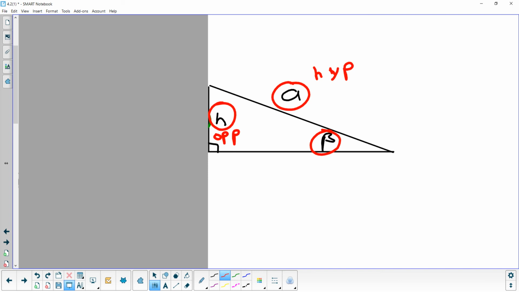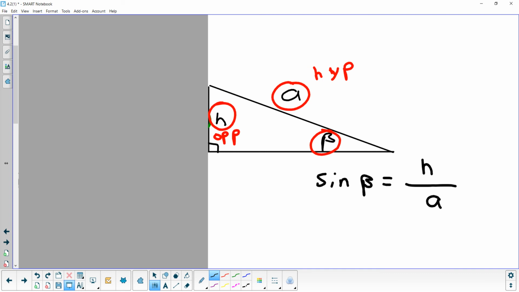So the two sides involved in this one are opposite and hypotenuse. And I want to think of, again, which trig function would relate those two. So what's the trig function that has opposite and hypotenuse in it? Sine, again. So this time, the sine of my angle equals, and could you tell me, Jess, what would be on the other side? H over A.